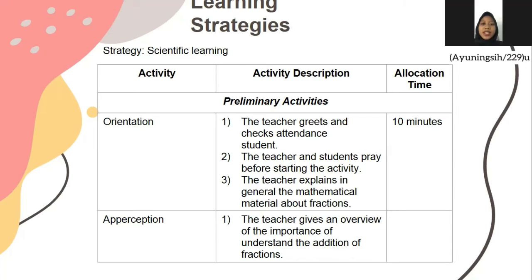Learning strategies. Strategy: scientific. Preliminary activity. Activity orientation. Activity description: 1. The teacher greets and checks student attendance. 2. The teacher and students pray before starting the activity. 3. The teacher explains in general the mathematical material about fractions. Allocation time.